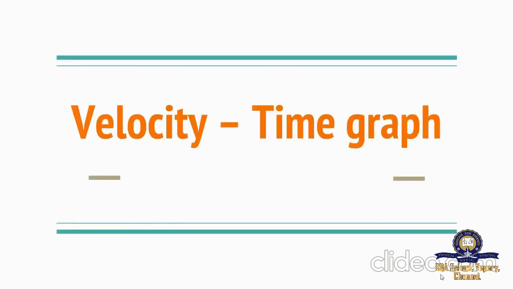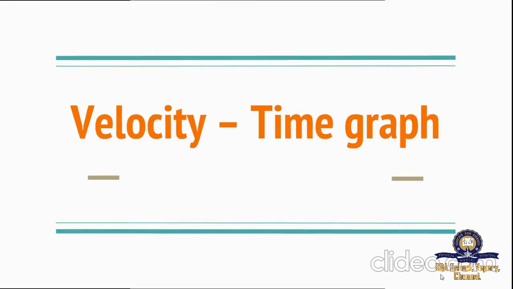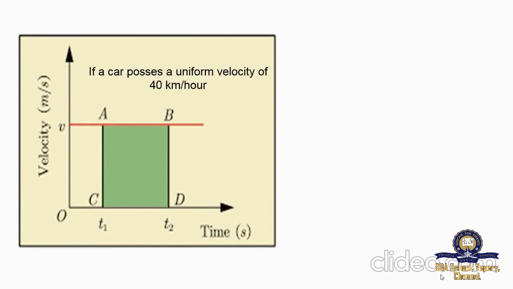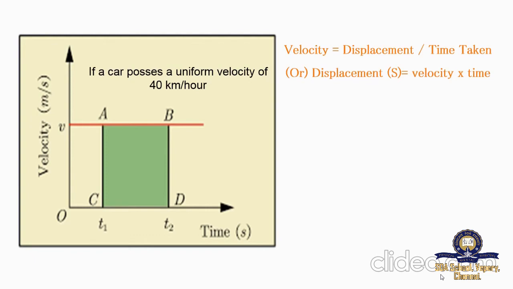Now let's see the velocity time graph. The variation in velocity of an object with time can be represented by a velocity time graph. In this graph, we plot time along the x-axis and velocity along the y-axis. If the object moves at uniform velocity, here in this graph we have taken a car with a uniform velocity of 40 km per hour. We know that the product of velocity and time gives the displacement. As we know the formula, velocity is displacement by time taken. When you want the displacement alone, it's just the product of velocity and time. Thus the area under the velocity time graph is equal to the magnitude of the displacement.